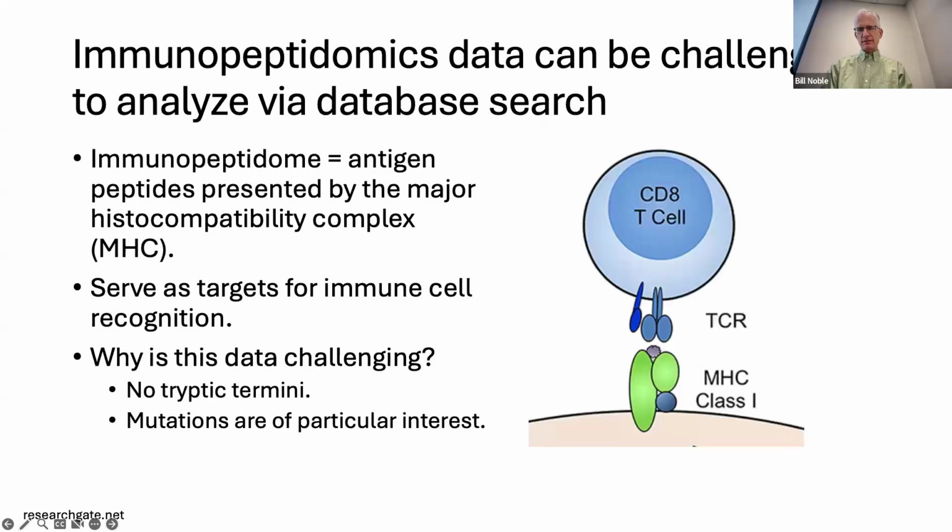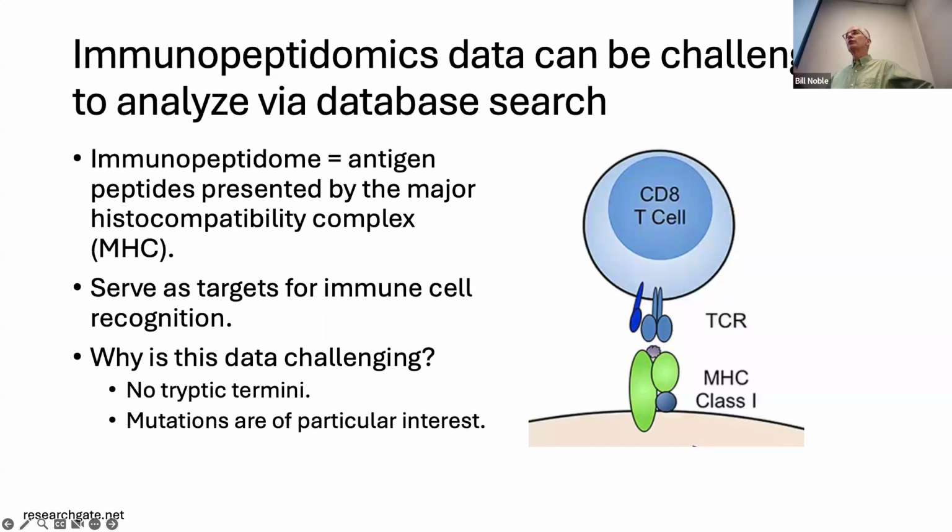And there we go. Okay, but as a motivation for the first part of the talk, we're going to talk a little bit about immunopeptidomics. So immunopeptidomics is basically the term for studying the antigen peptides that are presented by MHC. These are targets for immune cell recognition, so obviously very interesting from a biomedical perspective. In the context of mass spectrometry analysis of proteins or peptides in this case, these ones are difficult to analyze.